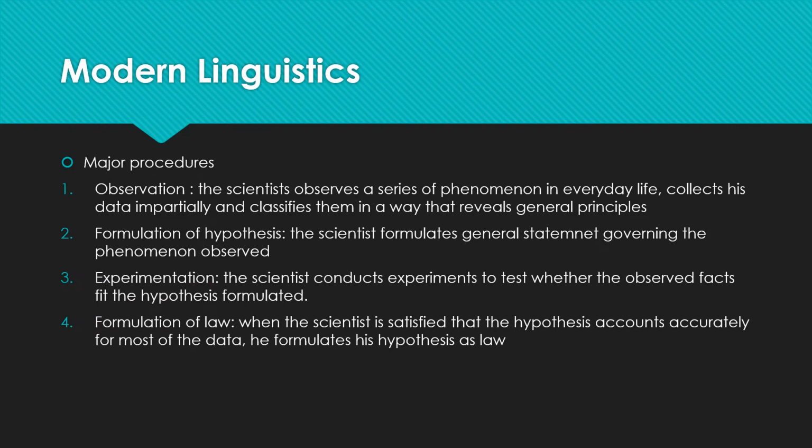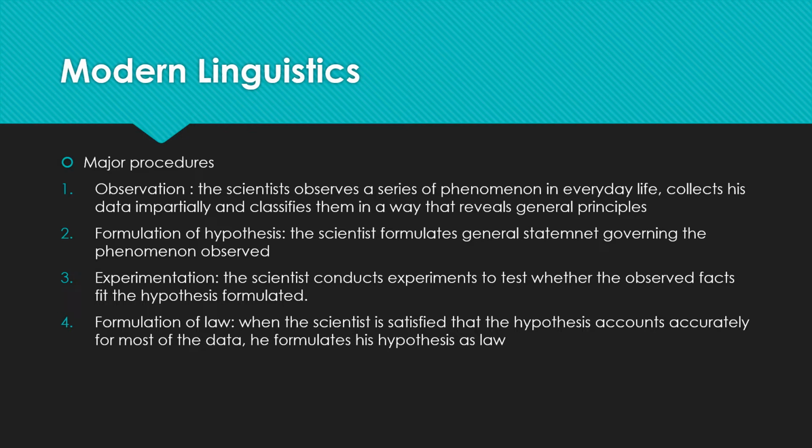Coming to modern linguistics, there are certain procedures in formulating laws that are applied in modern linguistics. So the major procedures are observation, formulation of hypothesis, experimentation, and formulation of law. Let us look at each in detail. Observation. The scientist observes a series of phenomena in everyday life, collects his data impartially, and classifies them in a way that reveals general principles. So the first step is observing a language and collecting general principles.